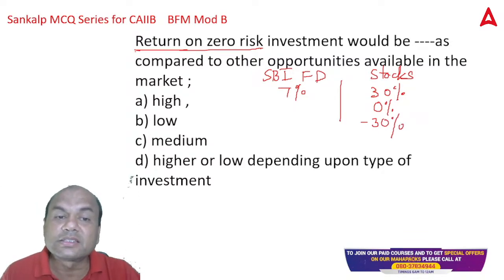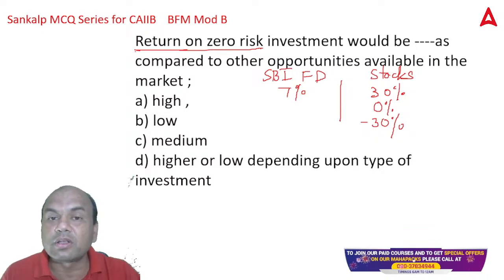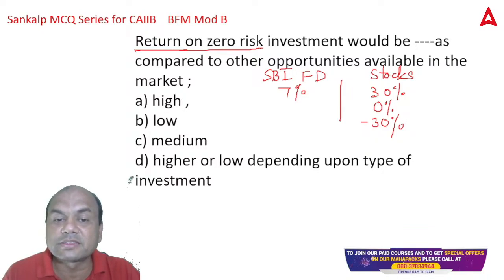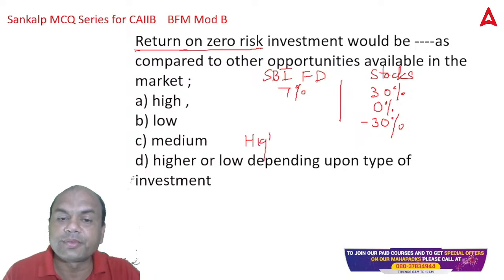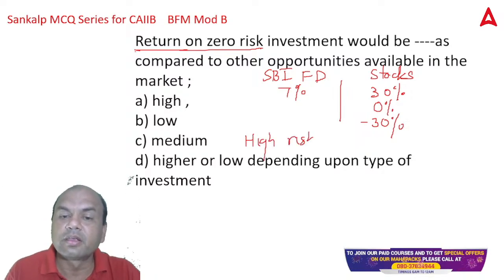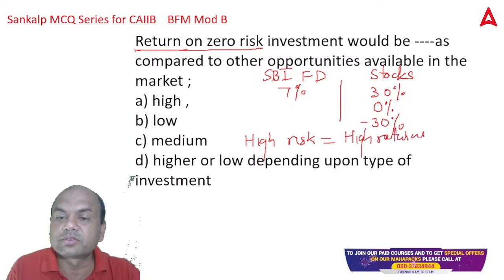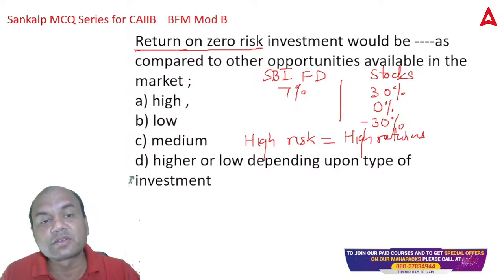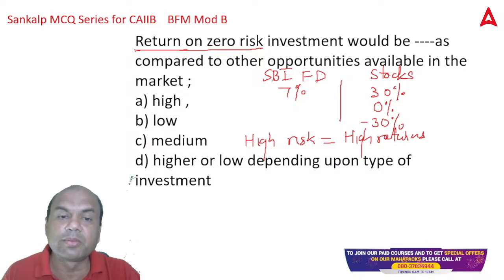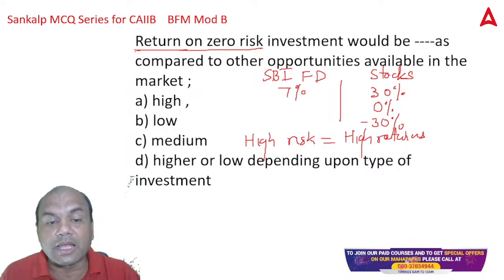So that's why this is a riskier element. But returns are also the same way. Higher the risk, higher the returns. Always remember, high risk equals high returns. Always remember this logic. Okay, high risk equals high return. So what will be the answer over here? Return on zero risk investment would be dash. High, low, medium, high or low depending on the type of the investment.